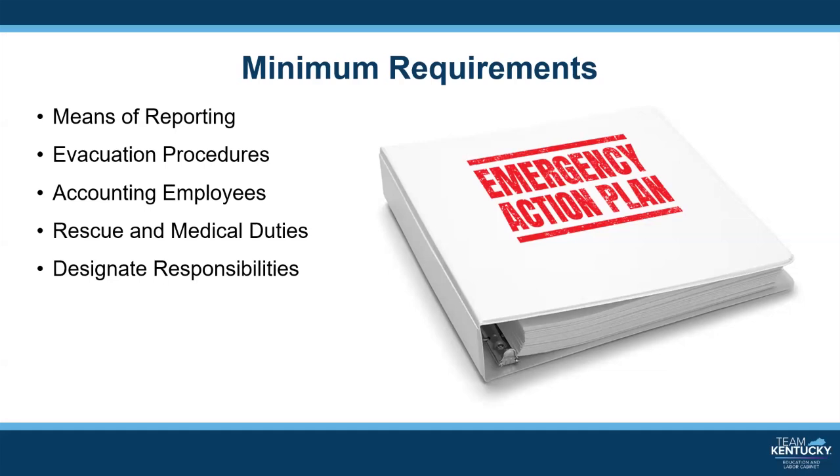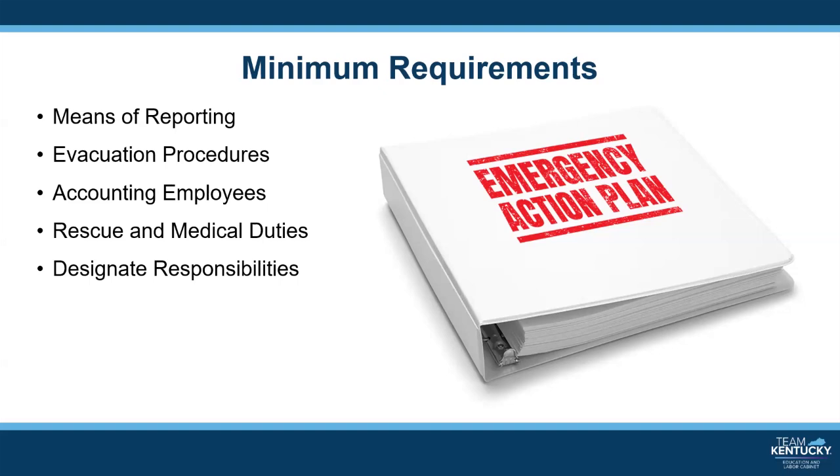At a minimum, the plan must include, but is not limited to, the following elements: means of reporting fires and other emergencies, evacuation procedures and emergency escape route assignments, procedures for employees who remain to operate critical plant operations before they evacuate, accounting for all employees after emergency evacuation has been completed, rescue and medical duties for employees performing them, names or job titles of persons who can be contacted.